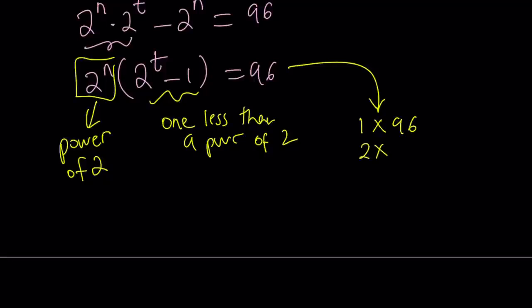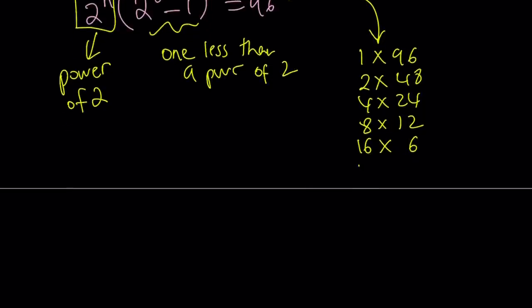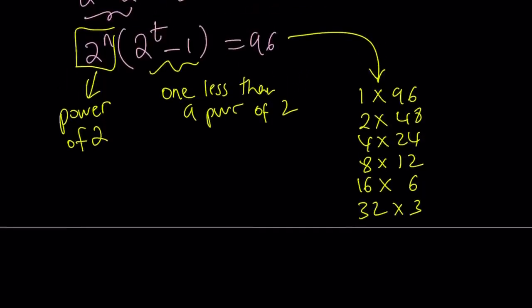So 2 times 48 is another one, 4 times 24, and then we have 8 times 12, and then we have 16 times 6. And then you can also write 32 times 3. And I believe that is going to be it, because 64 doesn't go into 96. Make sense? Okay, great. So these are all the ways you can factor 96, such that one of the factors is always a power of 2.